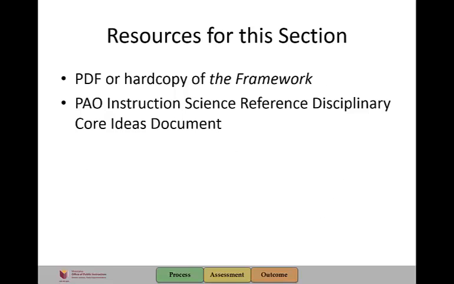There are two resources for this section. One is a PDF or hard copy of the framework. The other is the POW Instruction Science Reference Disciplinary Core Ideas document. If you haven't downloaded these yet, please take a few minutes to do so. You'll want to have the PDF or hard copy of the framework available when you do your alignment. The DCI reference document I recommend you actually have out in front of you during this video. This would be a great time to pause so that you can either print a copy or locate your copy if it's just not right in front of you.